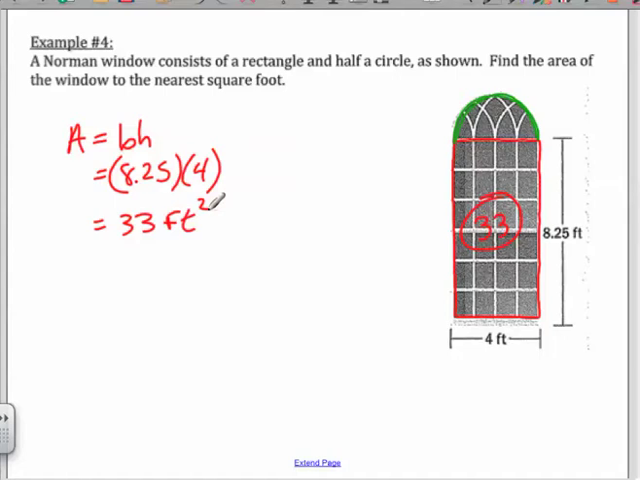Now we need to find the area of this semicircle. Okay? Well, we know the area of a circle is equal to pi r squared. And we know also that we only want half of it. So we can find the area and then just cut it in 2. You agree? And we'll add that to the rectangle's area. Okay, well good. Tell me what to fill in then.